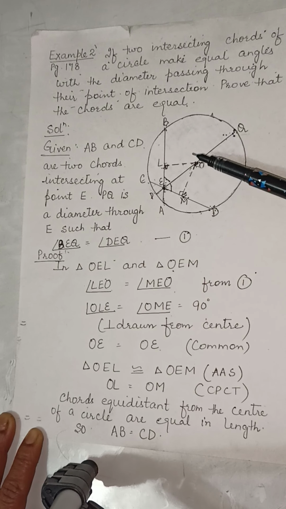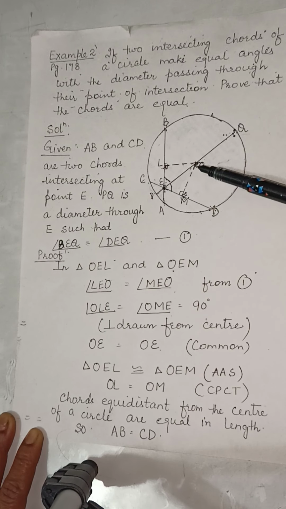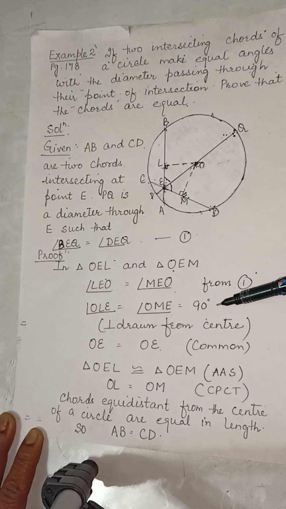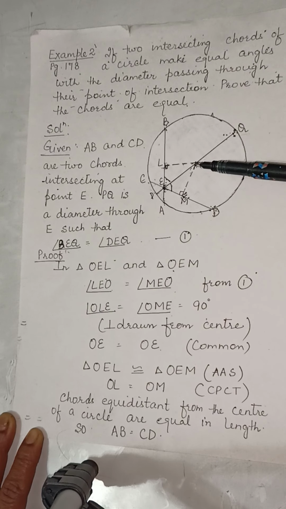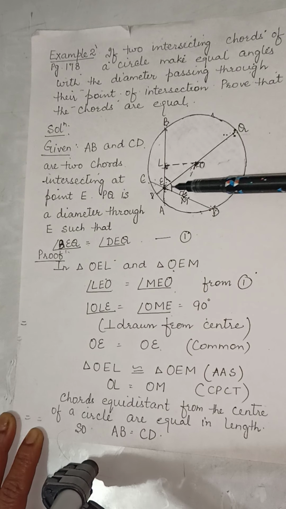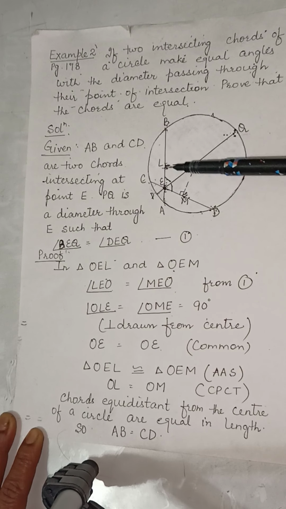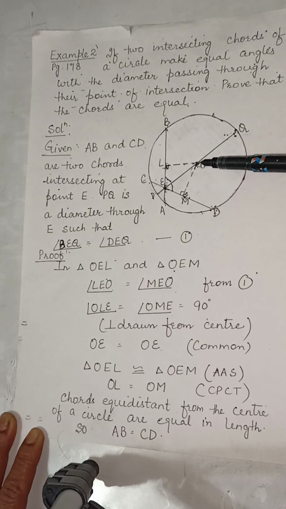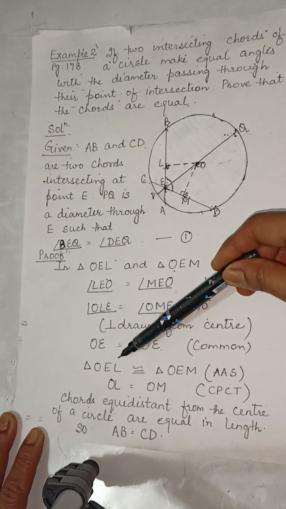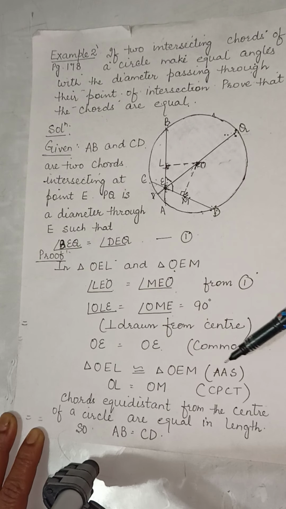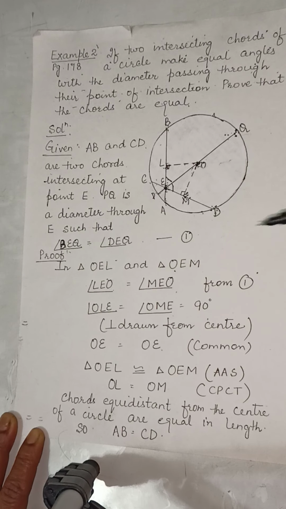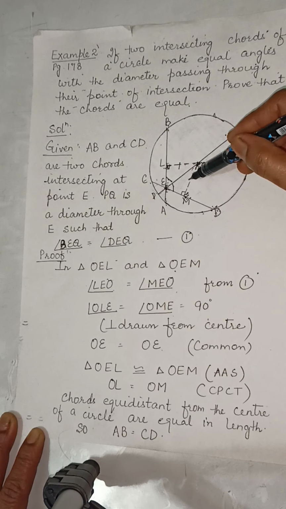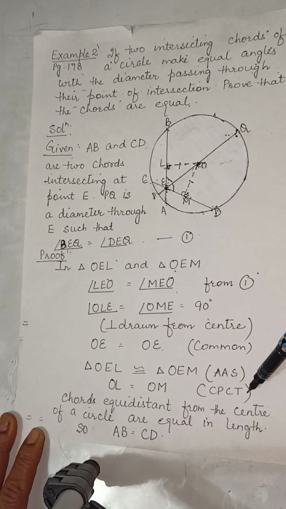Then angles OLE and OME are equal to 90 degrees. These are the perpendiculars drawn from the center. And OE is common. By angle-angle-side, the triangles are congruent. So triangle OEL is congruent to triangle OEM by angle-angle-side. If triangles are congruent, then OL is equal to OM by CPCT.